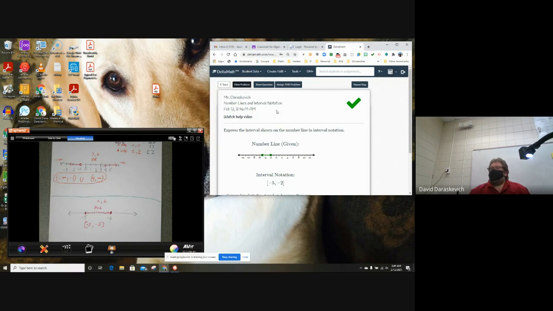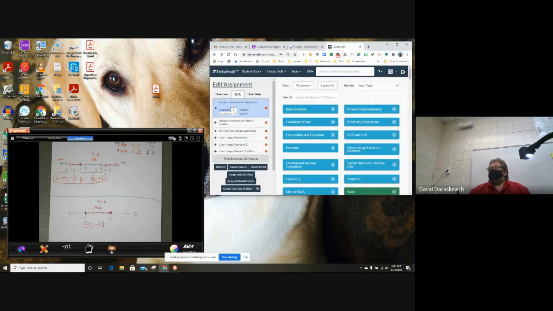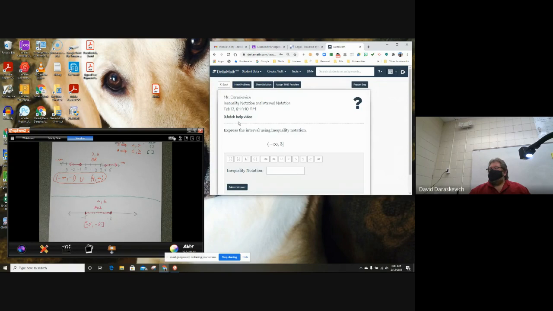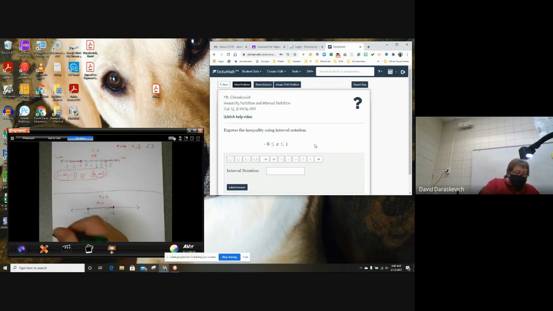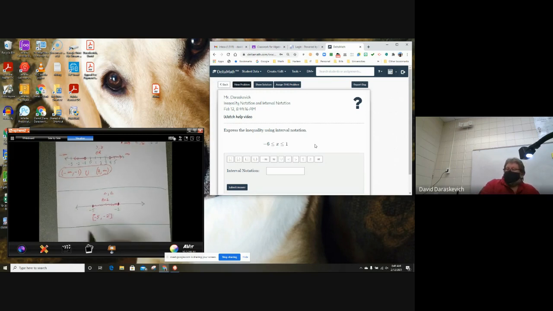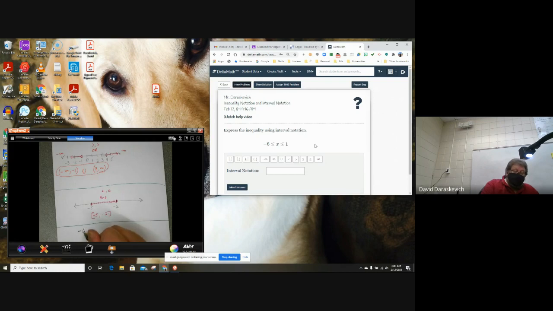Okay. I just want to check a couple of these. Looking at this problem, I have -6 is less than or equal to x is less than or equal to 1.